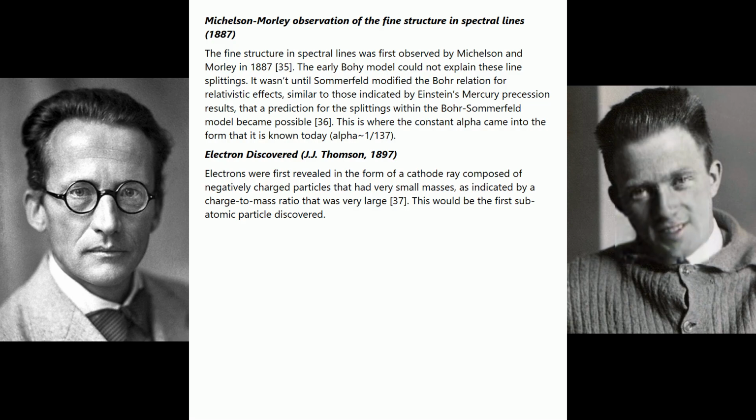Electron discovered, J. J. Thomson, 1897. Electrons were first revealed in the form of a cathode ray composed of negatively charged particles that had very small masses, as indicated by a charge-to-mass ratio that was very large. This would be the first subatomic particle discovered.